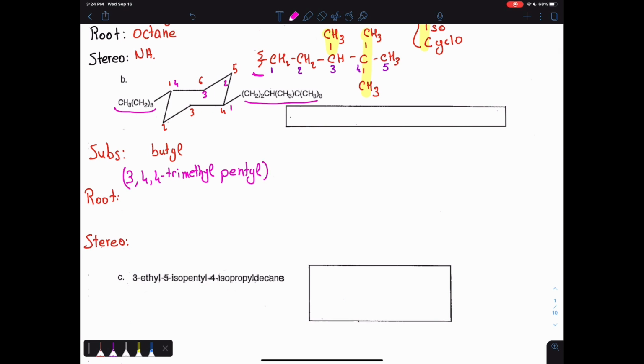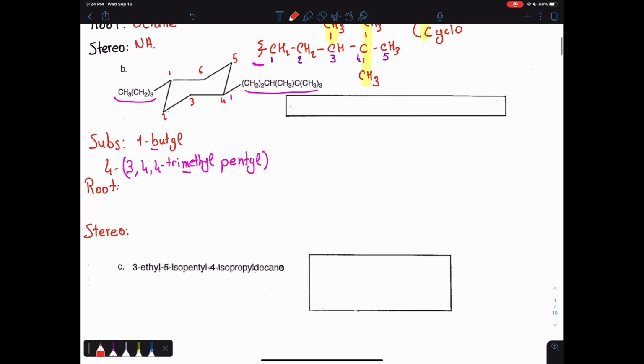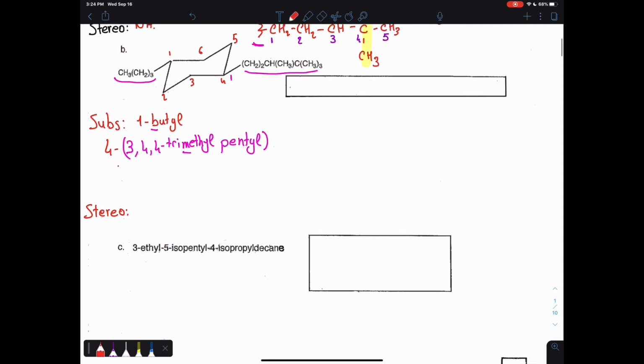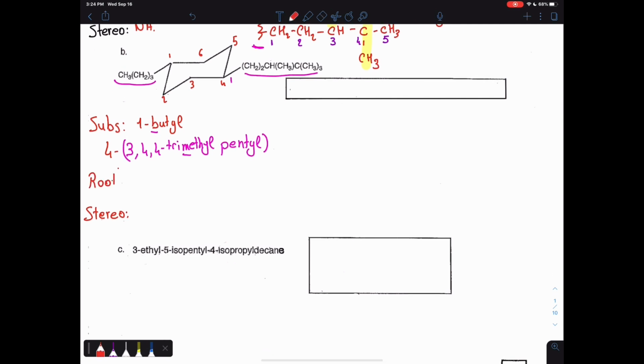So now you gotta decide between a butyl with a B or methyl with an M. So butyl will win, so that will give us the red number, which 1 is on butyl. So it's gonna be 1 butyl, and then 3, 4, 4 trimethyl pentyl. Now for the root, we're gonna have cyclohexane, as we said. And for stereo, you can see here that this one is pointing up and this one is pointing down. So that will be trans.